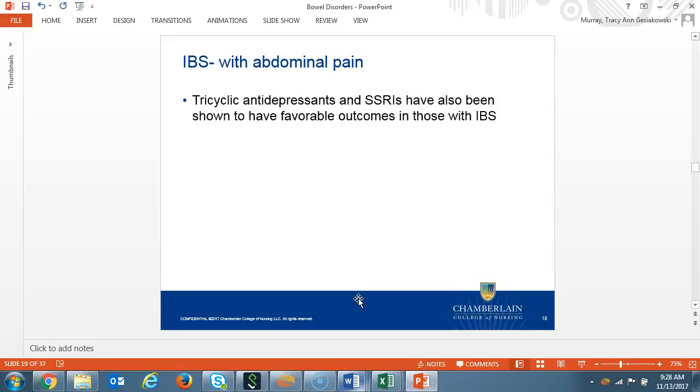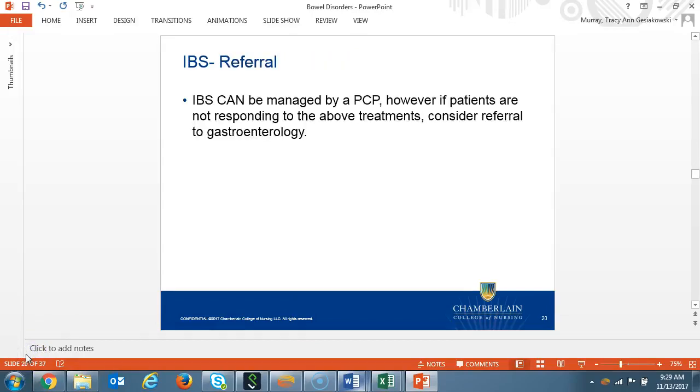Finally, tricyclic antidepressants and SSRIs have been shown to relieve symptoms in some individuals. IBS can be successfully managed by a PCP, but patients who are not responding to treatment should be referred to a gastroenterologist.